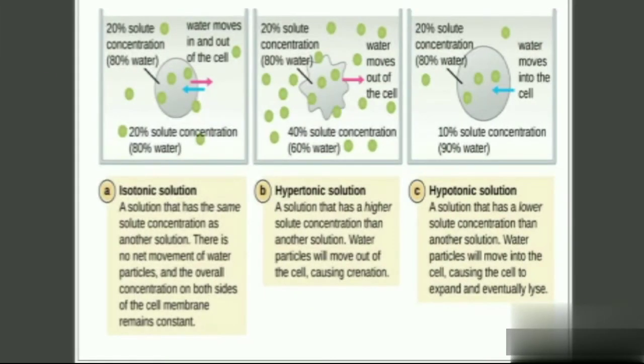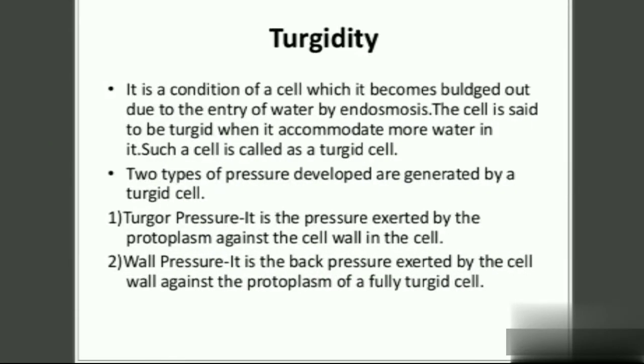Now we'll see the next one, that is turgidity. Turgidity is a condition of a cell in which it becomes bulged out due to the entry of water by endosmosis. When the water goes into the cell, it gets bulged out or swells, and that particular cell we call turgid. And because the water is going inside, pressure will be developed.